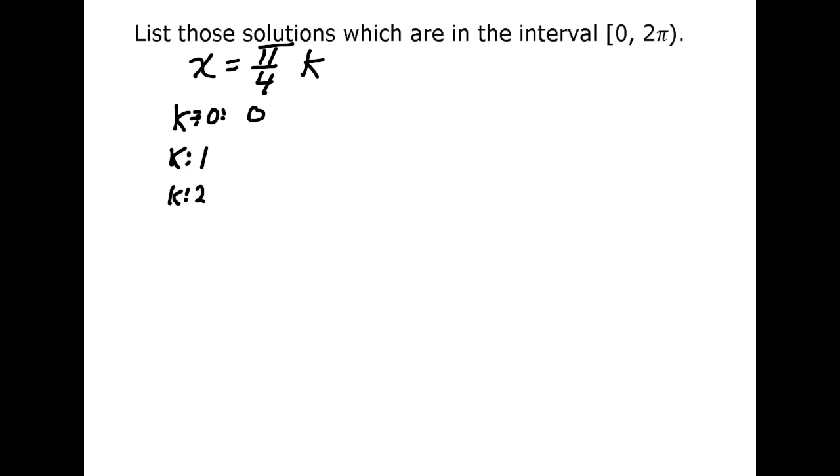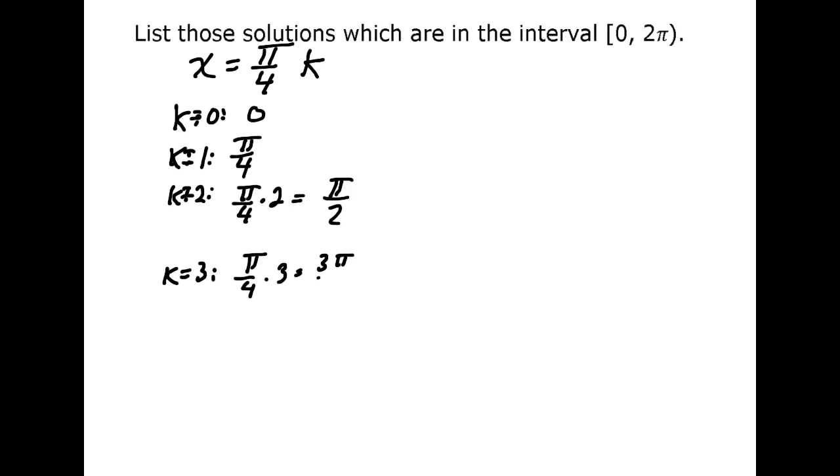So when k is 0, we get just 0. When k is 1, then we get pi over 4. When k equals 2, then we get pi over 4 times 2, or pi over 2. When k equals 3, then we have pi over 4 times 3, or 3 pi over 4. When k is 4, we'd have pi over 4 times 4, which is pi. When k is 5, we'd have pi over 4 times 5.